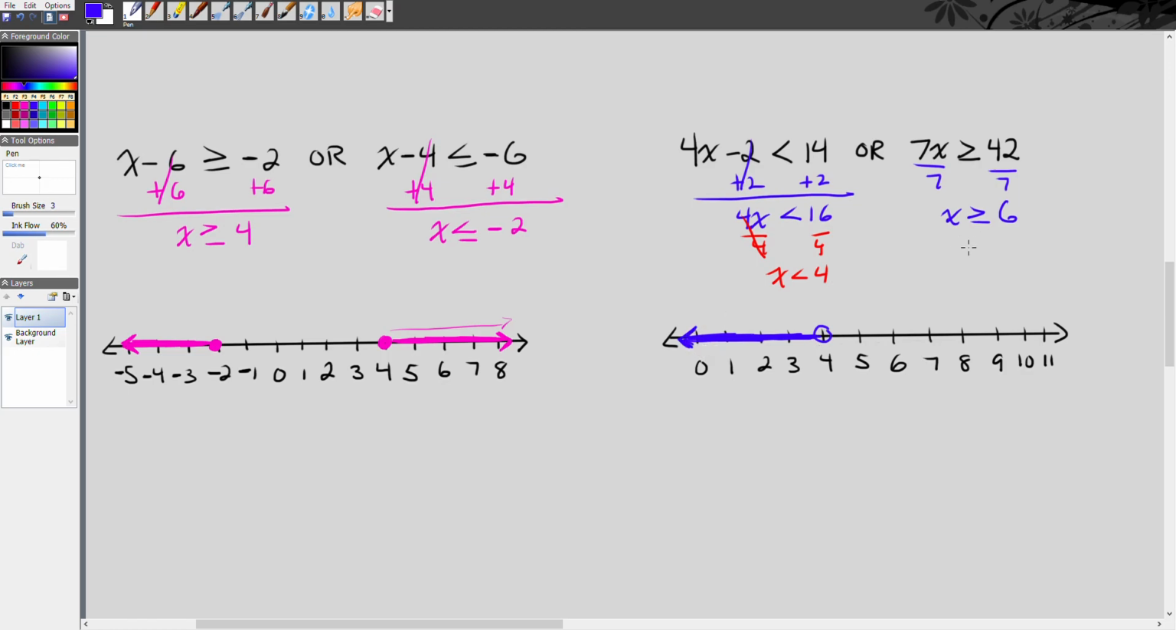And then x is greater than or equal to 6. So since it's or equal, we're going to put a shaded circle, a solid circle on 6. And we're going to draw our graph pointing to the right because greater than moves to the right. And again, since it's an OR, the two graphs do not overlap.